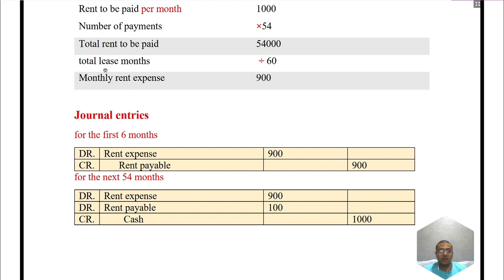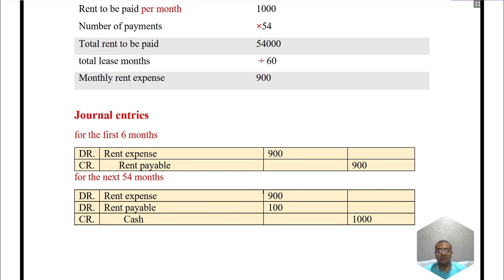Okay, so each month you're gonna debit your rent expense with $900. So you're gonna debit rent expense with $900, and in the first 6 months we're not gonna pay cash, so we're gonna credit your rent payable with $900. For the next 54 months we're gonna credit the cash. We're gonna pay $1,000 each month, but your debit side will have a rent expense with $900. That 900 is fixed. My rent expense will always be $900.